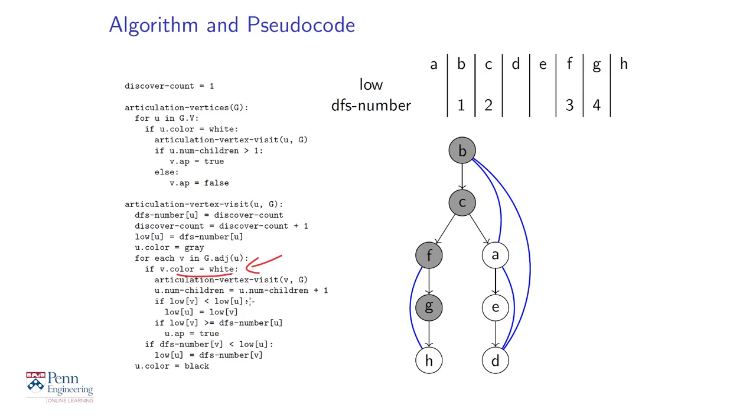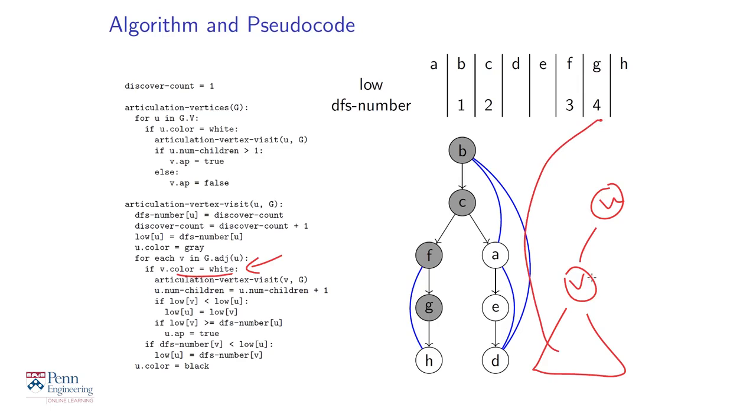If the low number of v happens to be less than the low number of u, so the picture is like this. Here is vertex u. While doing DFS of u, we discovered a new white vertex v. We did DFS of v. We found an edge going way up, a back edge, and so v got a pretty low number. So low number of v is very small. Meanwhile, for u, so far, we haven't found any back edges that go that high.